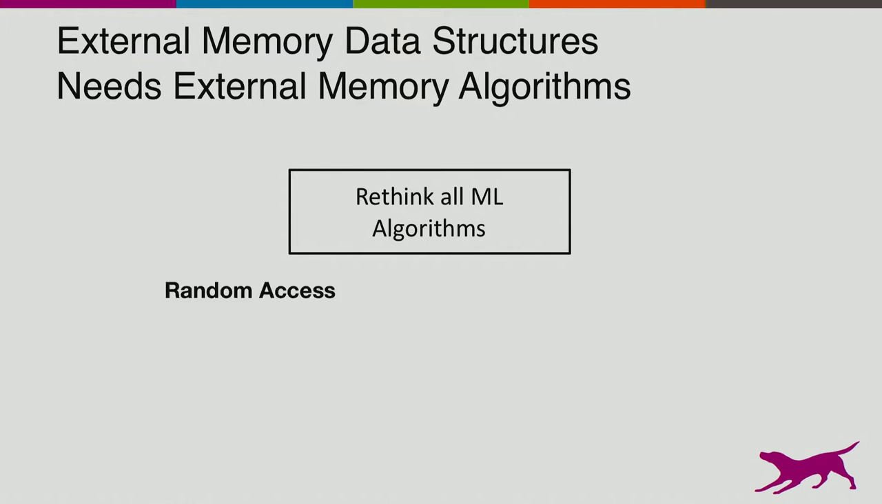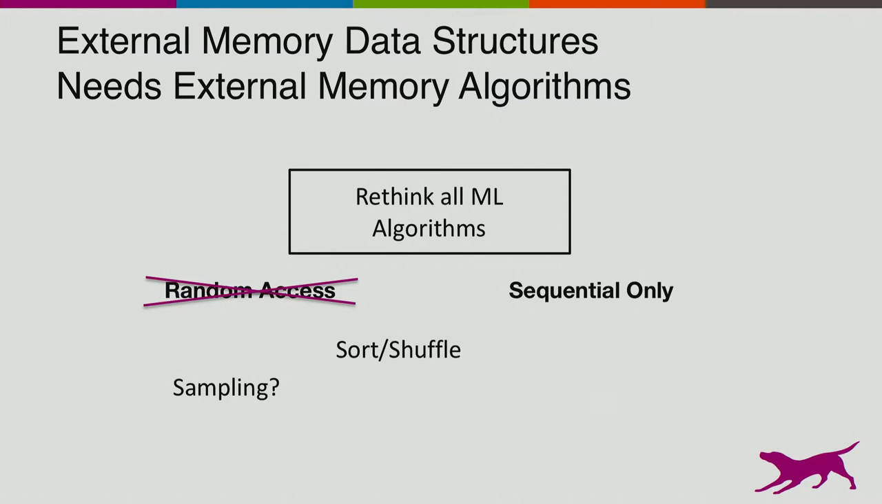For instance, do you need sampling? We don't want random access. We prefer sequential access. Now, do you need sampling of your data? If you do, how do you implement the sampling algorithm? By using sequential access only. We want to avoid sort and shuffle operators as much as possible.